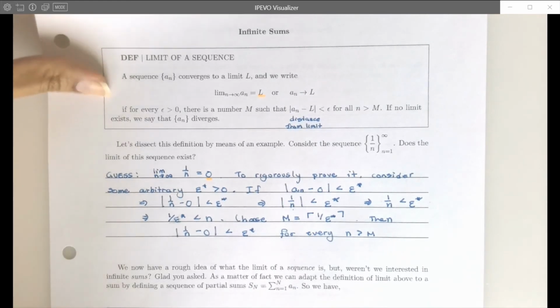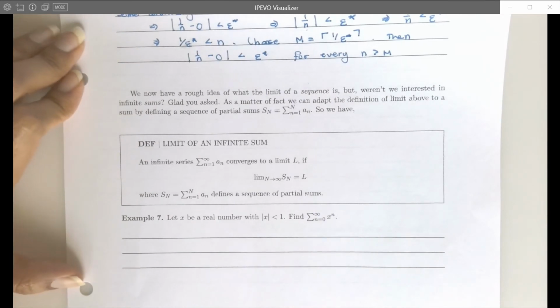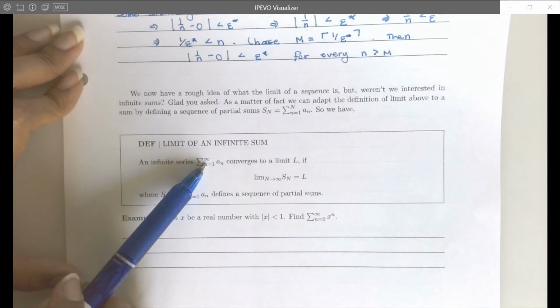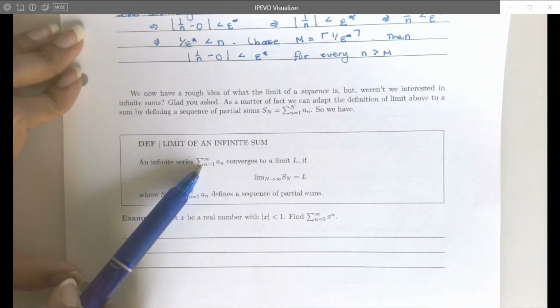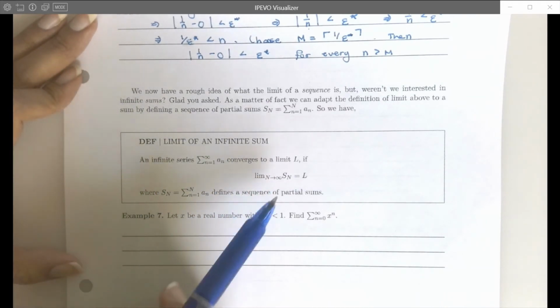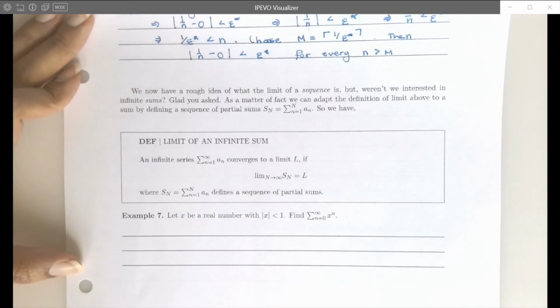Okay, so now that we have an idea of what the limit of a sequence is, we're going to define the limit of an infinite sum. So an infinite series, defined as the sum from n equals 1 to infinity of a sub n, where the starting index can definitely change but here we adopt the convention that it starts at 1, converges to limit L if the limit as n tends to infinity of S sub n is equal to L, where S sub n is a partial sum beginning at 1 and ending at capital N, similar to what we saw in the proof.